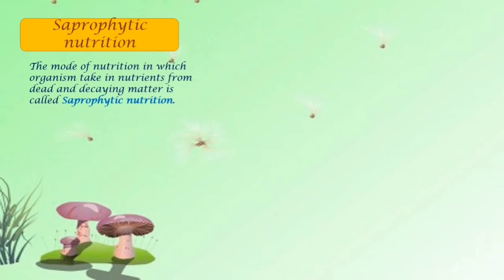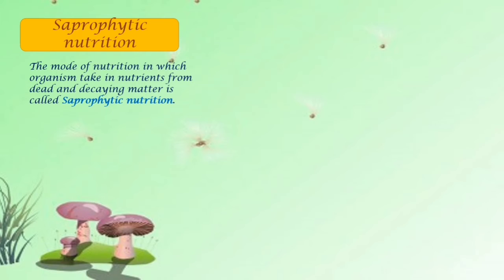So in heterotrophic nutrition, we did learn something about the plants that were depending on something alive for their nutrition. Here, let us learn about saprophytic nutrition. What is saprophytic nutrition all about? The mode of nutrition in which the organism takes the nutrition from dead and decaying matter. So the organism doesn't have life, it's already dead. It might be a dead plant or it might be a dead animal.